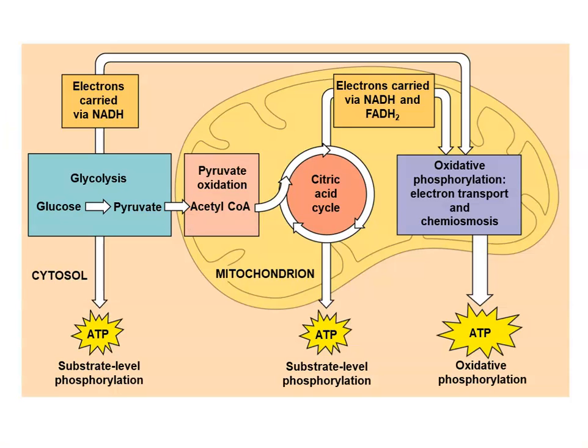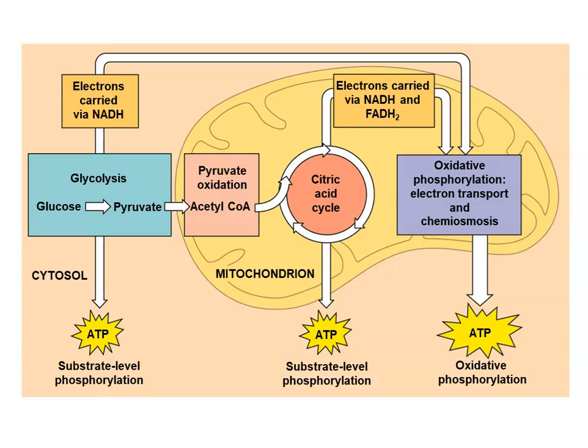Now, not every cell, prokaryotes specifically, but not everybody is going to be able to enter the citric acid cycle or go through the electron transport chain as well as chemiosmosis, oxidative phosphorylation. If oxygen is not going to be available, or if you don't have the mitochondria organelles present, the only part of cellular respiration cells are able to undergo is glycolysis.